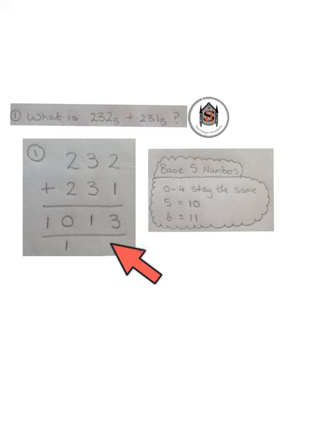So the answer to this question, what is 232 in base 5 plus 231 in base 5, is 1013.